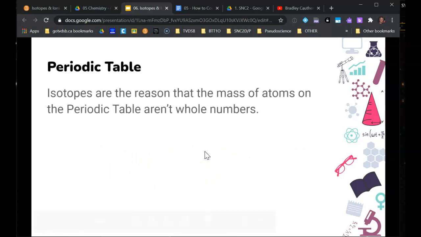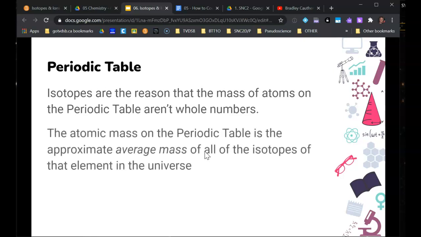Well, let's take a look at the periodic table. Isotopes are the reason that the mass numbers on the periodic table aren't whole numbers. So if we look back at that example of carbon, you'll notice that the atomic mass of carbon on the periodic table isn't 12, it's 12.01. And that is because the atomic mass that we see on the periodic table is the approximate average mass of all of the possible isotopes of that element in the universe.